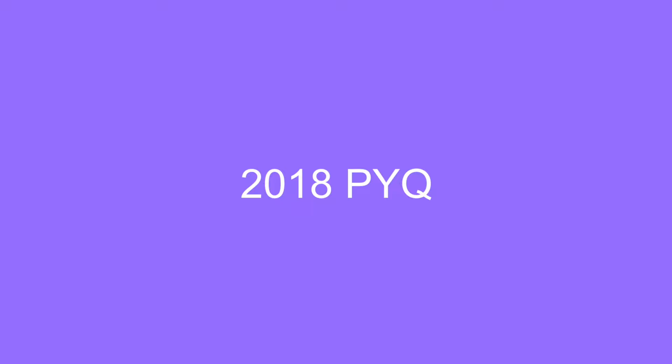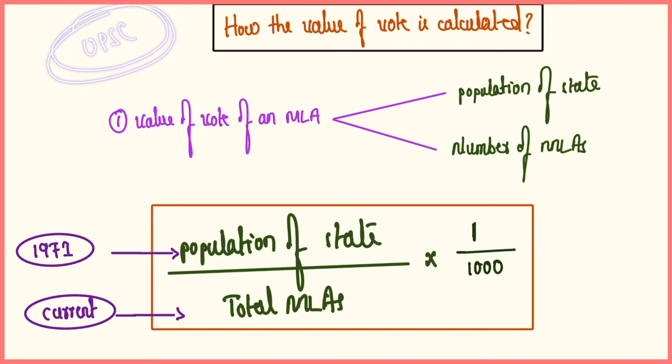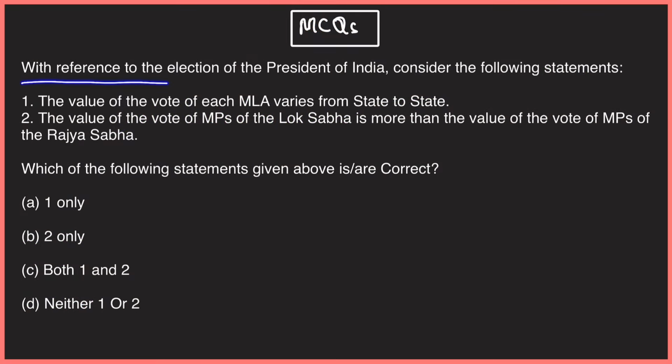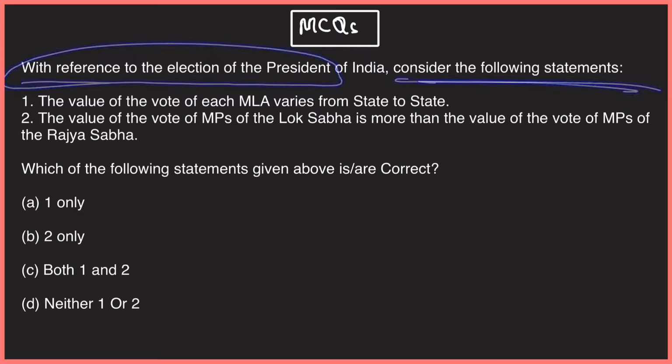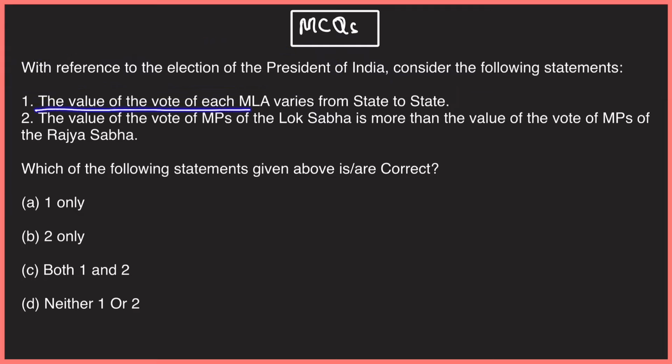One important question was asked in UPSC prelims. And what is that question? Let us understand. With reference to the election of the President of India, consider the following statements. The value of vote of each MLA varies from state to state. Now tell me the formula that I just told you. What is that formula? Population of state divided by total strength of assembly, number of MLAs.